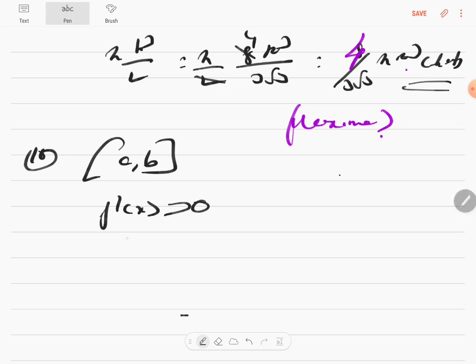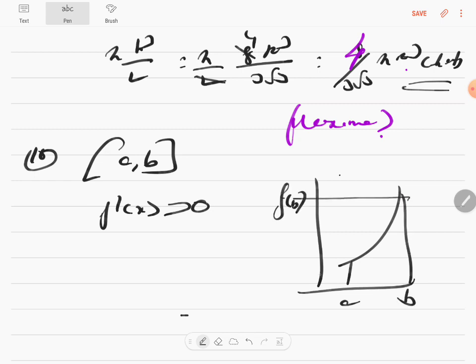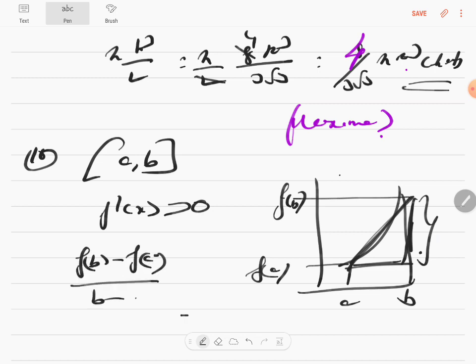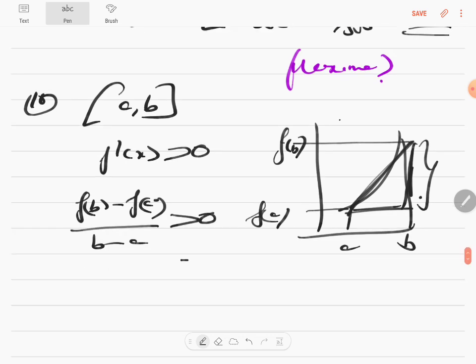What is the formula for slope? A function is like this. This is a, this is b. F of b. This will be f of a. And the slope will be f of b minus f of a by b minus a. F of b minus f of a by b minus a is greater than 0 means numerator also has to be positive, denominator also has to be positive. In that case, f of b will be greater than f of a. Since from the graph b is greater than a, it has to be an increase. The function is an increasing function.